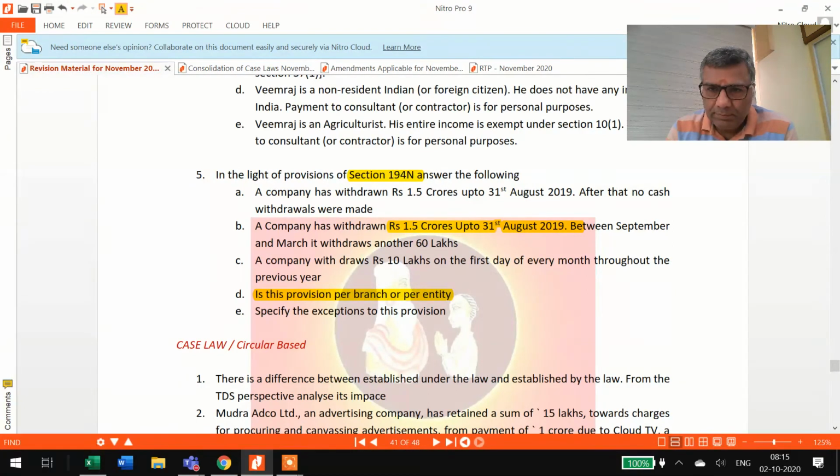Sir, APMC traders are not included in the exceptions? As of now, no. But slowly they will start notifying it.